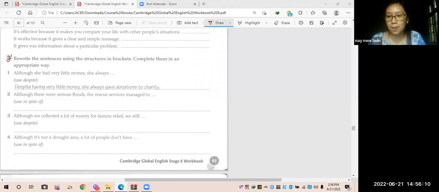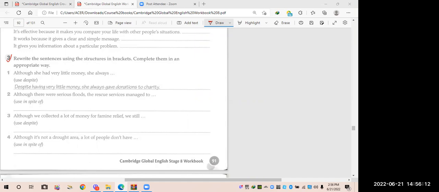In spite of being serious floods, the rescue services managed to move the people in a safe place. Despite collecting a lot of money for famine relief, we still need a lot of money for the people in South Africa. In spite of not being a drought area, a lot of people don't have enough water. Okay, thank you.